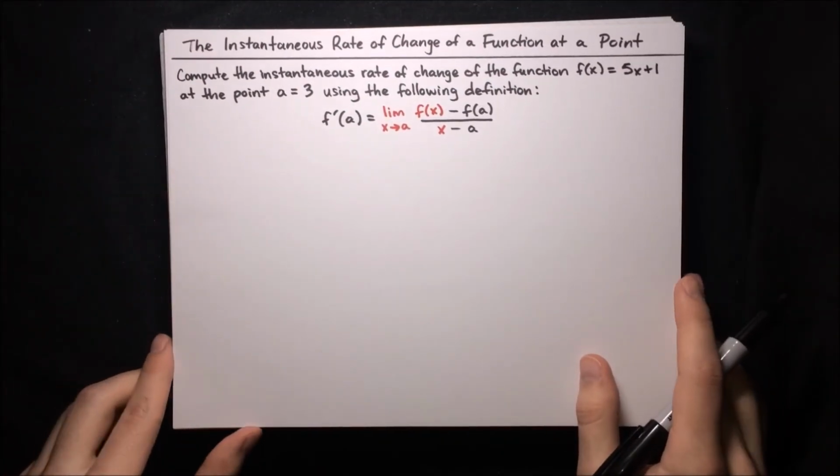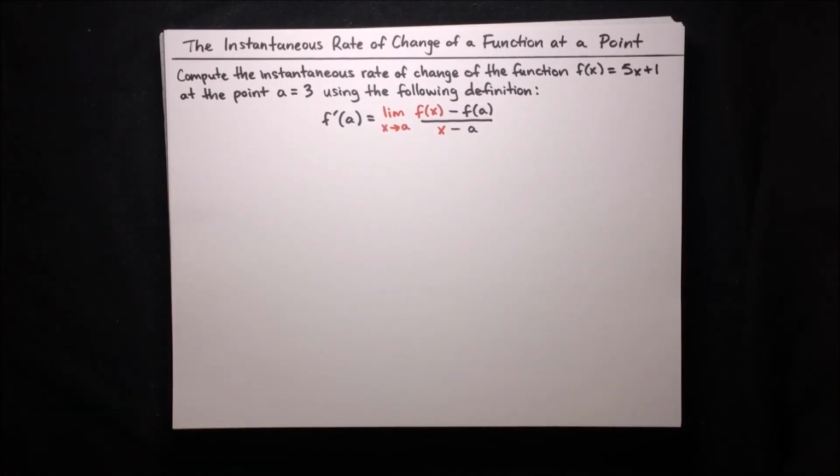Alright, so here's our next problem. We want to compute the instantaneous rate of change of the function f of x equals 5x plus 1 at the point a equals 3 using the following definition that we covered previously. F prime of a equals limit as x approaches a of the change in y, which is f of x minus f of a, divided by the change in x, which is x minus a. In order to do this, all we really have to do is substitute in the point a equals 3 into this definition and compute the limit. So let's get to it.